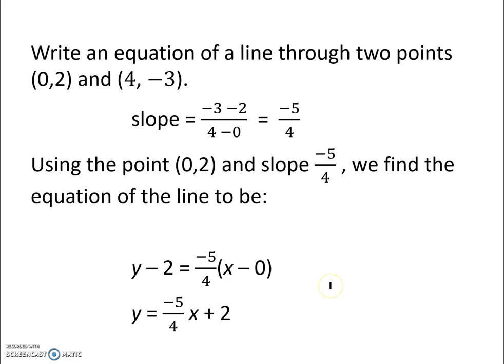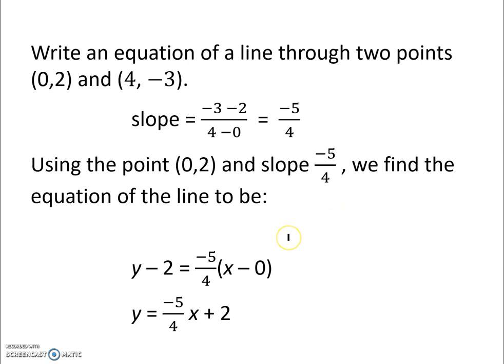Then additionally, we're asked to write an equation of a line through 2 points. We have to do a little bit more work on this one. We have to find the slope. We know we take y2 minus y1 over x2 minus x1. And when we do the work, we get -5/4 for our slope. We can use either point up here. I chose to use (0, 2). And of course, our slope is -5/4.